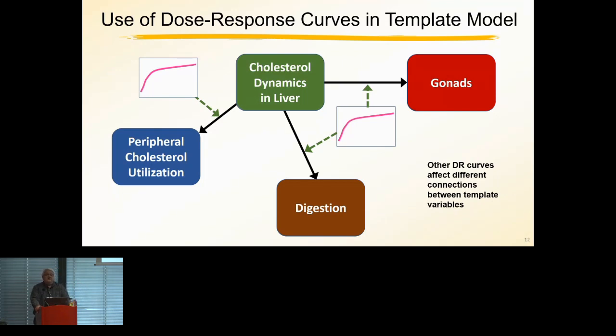And we can now use our dose response curve of saying, if this is the normal rate at which cholesterol goes from the liver and the gonads, and you're exposed to dioxin, then this process is changed by this amount. So in this case, we have a dose response curve. In other cases, we could actually have a table.